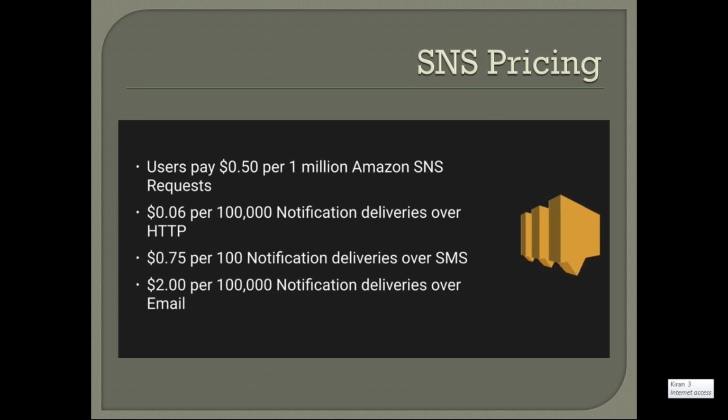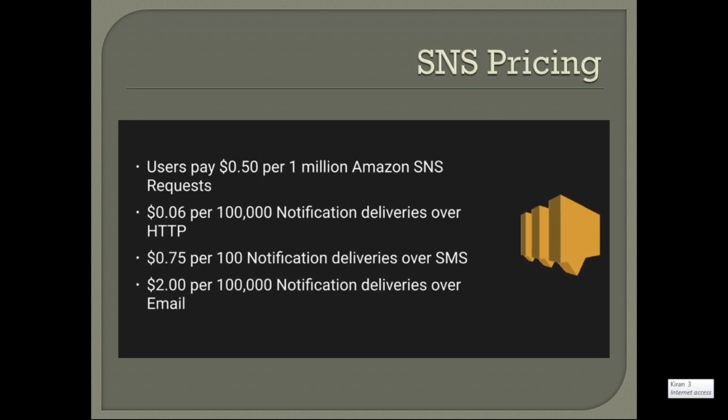If you want this for HTTP, it's $0.06 per 1 lakh notification deliveries over HTTP. If this notification service is seen in your web page, that is HTTP. HTTP is Hypertext Transfer Protocol. So that is the screen that you are seeing. If you are logging into Facebook using your computer, the page that you are logging in is an HTTP page. So in that page, if you want a notification, till 1 lakh notifications, you will be billed $0.06 per 1 lakh notification.